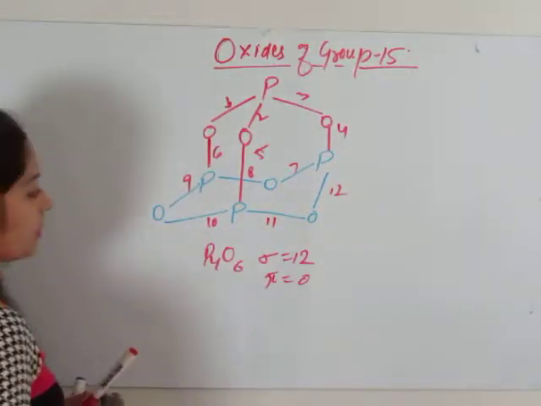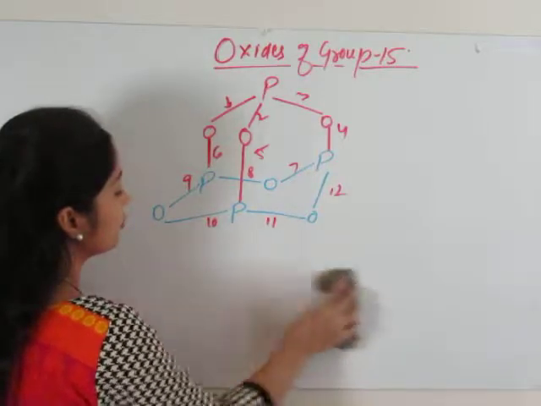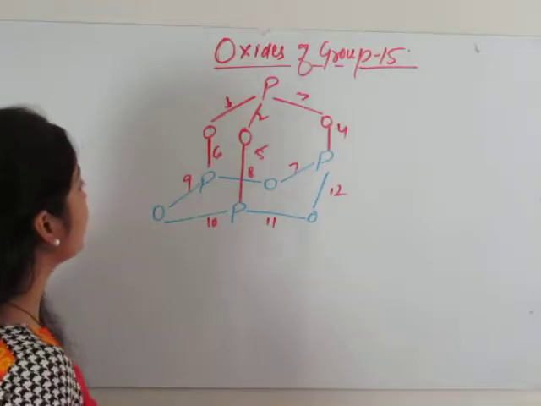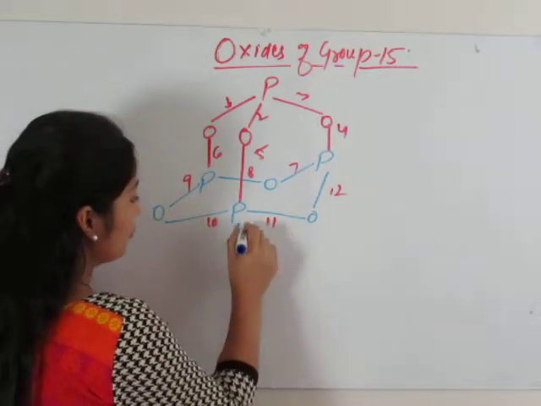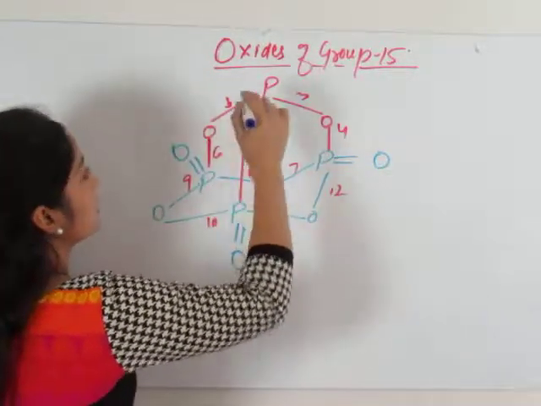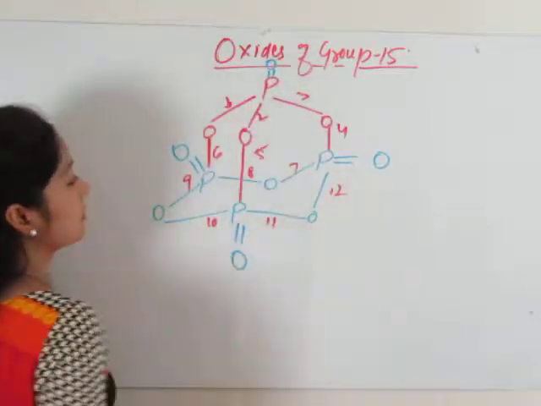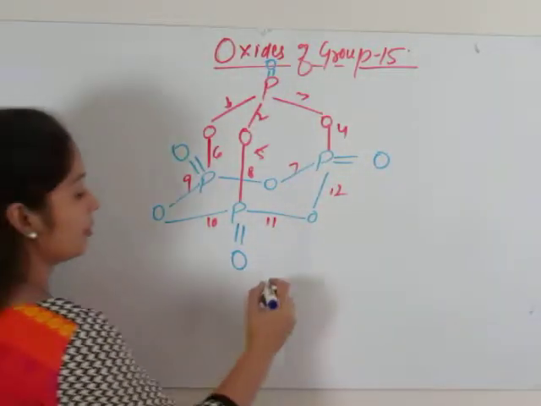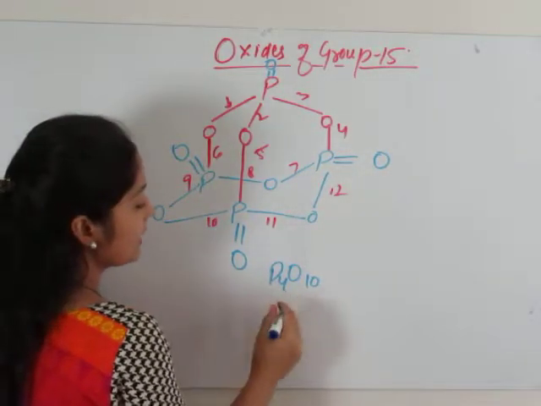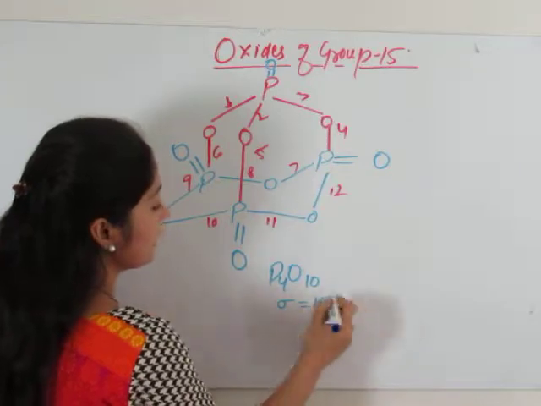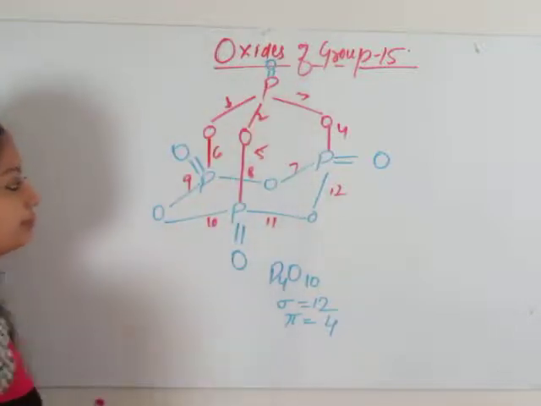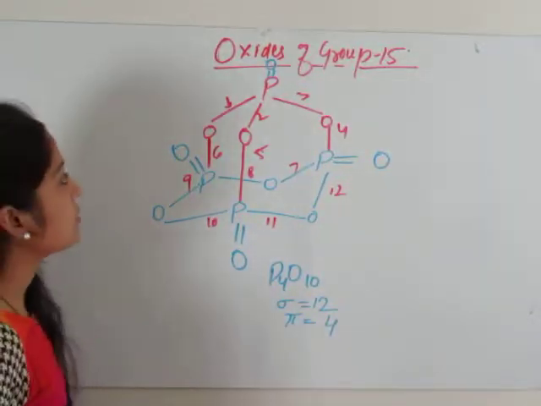Next जो स्ट्रक्चर है आपका that will be for P4O10. P4O10 draw करने के लिए what you will do, you will make the double bonds with the phosphorus atoms, right? This is the structure for P4O10, और इसमें आपके number of sigma bonds 12 रहेंगे and pi bonds are 4. So these are the structures for oxides of phosphorus.